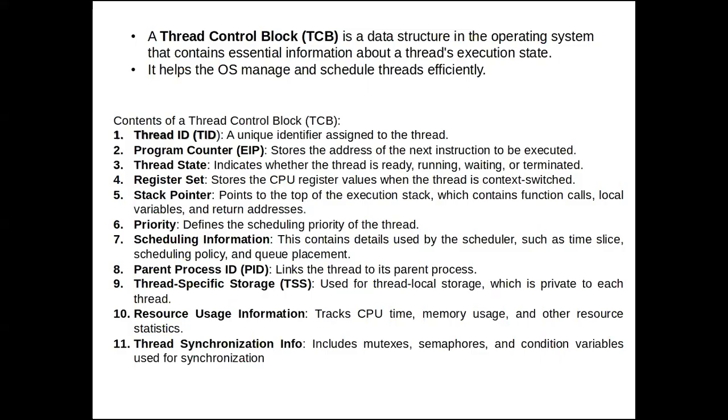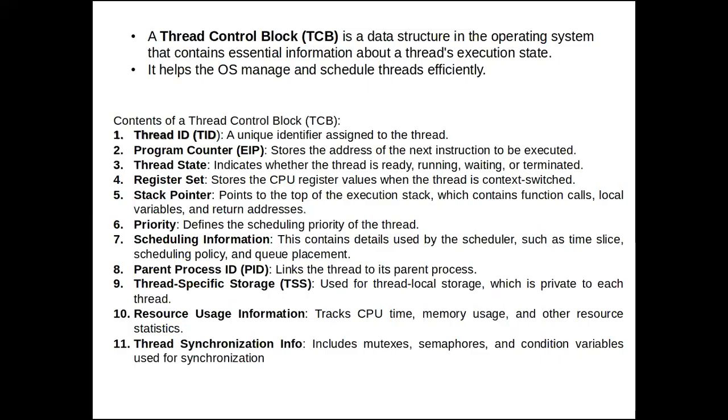Scheduling information. This helps the scheduler to make the decision. It includes time slice, scheduling policy, queue placement, and so on. Then the parent process ID, PID. A thread belongs to a process, and that's why the thread is linked to its parent process. Then there's thread specific storage. Each thread may need its own private data, and this TSS is used for thread local storage. It is private to each of the threads.